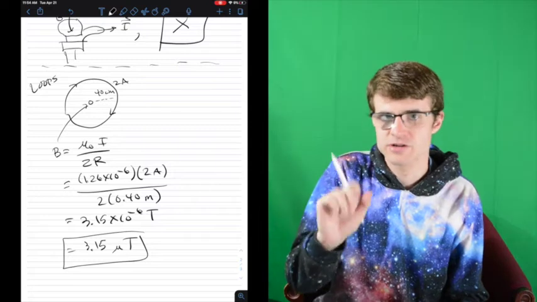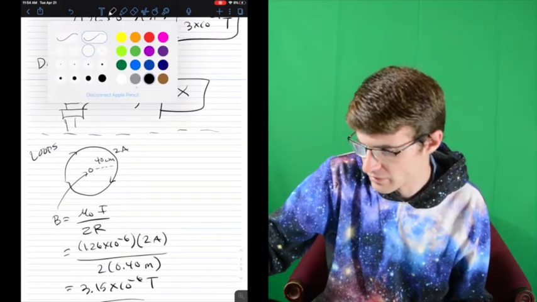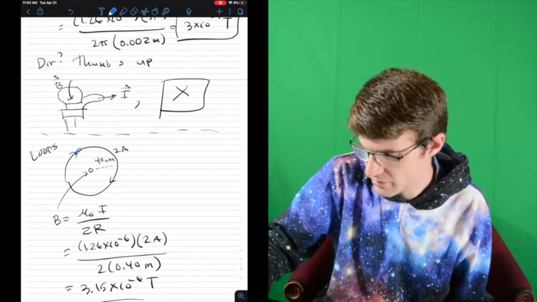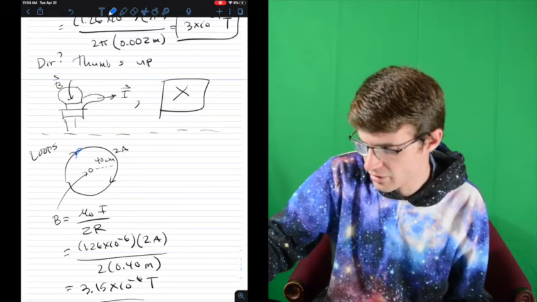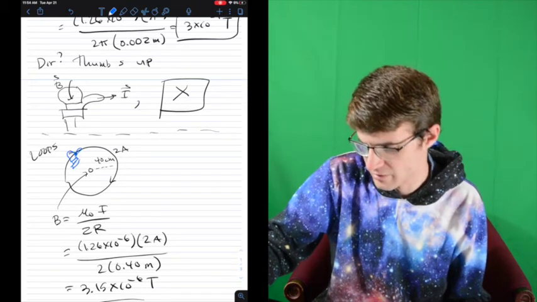If we want to know the direction, we have to use the thumbs up rule again. So if I stick my thumb, I'm going to do this in a different color here, in the direction of that current there, and I curl my fingers here, it's supposed to be a mitten.